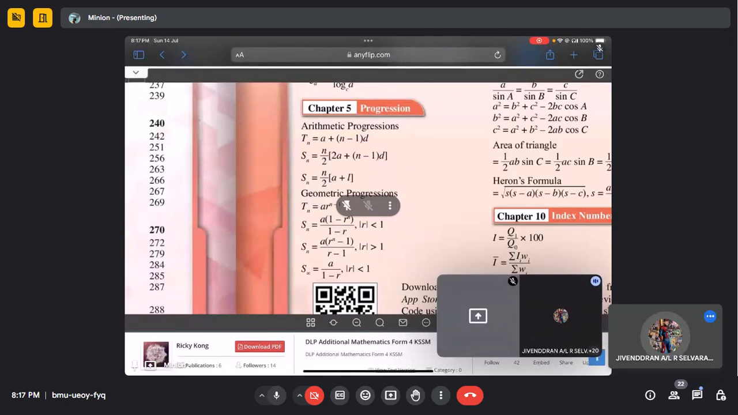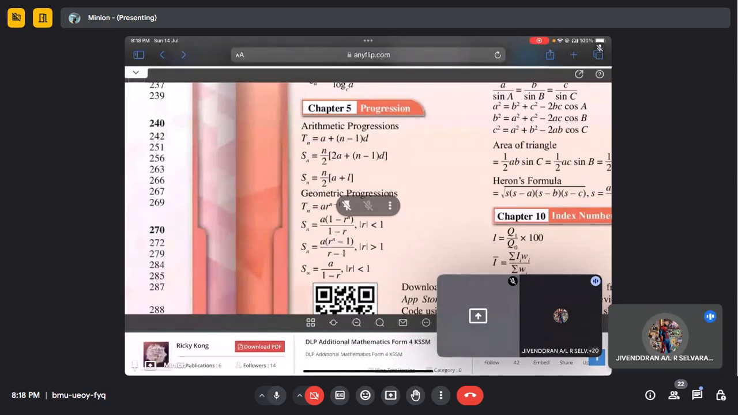The second formula is Sn equals a (1 minus r to the power of n) over 1 minus r. You'll use this formula if the ratio is less than 1. The third formula is Sn equals a (r to the power of n minus 1) over r minus 1. You'll use the third formula if the value of r is more than 1.